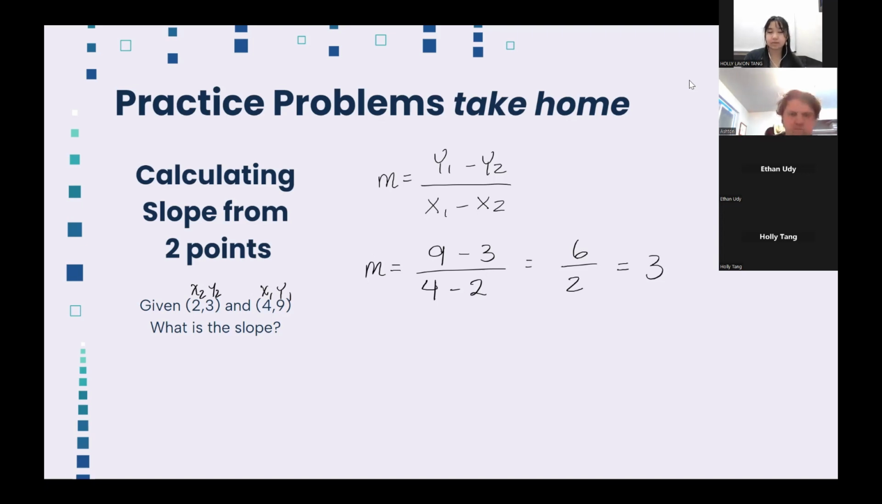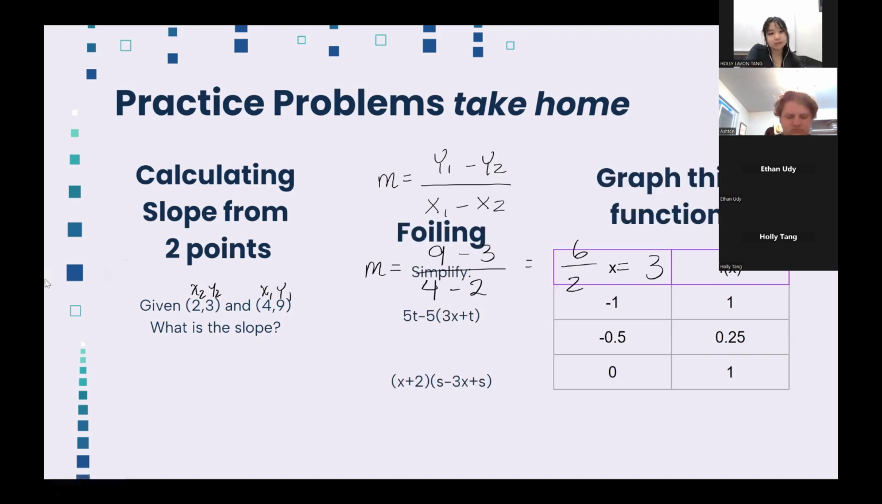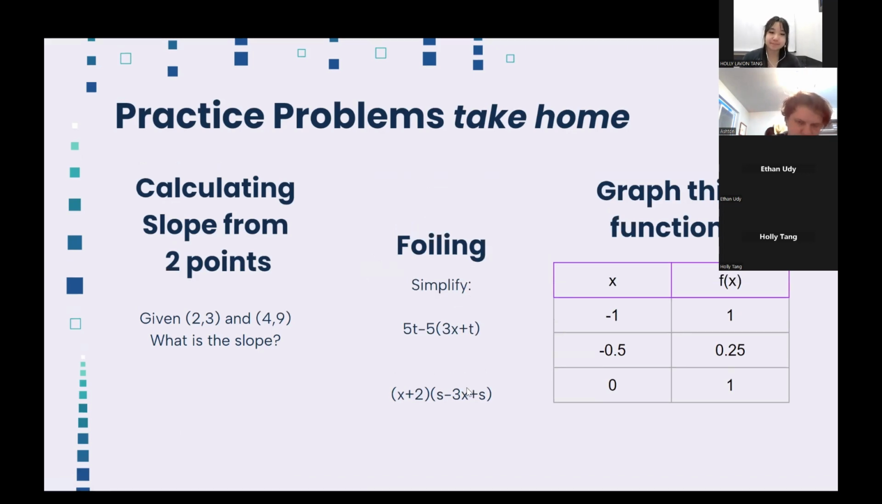Did you guys finish this problem? Yeah, I think so. Was the foiling one just simplifying? Is that all it was? Let's take a look. But did you get 3 for your slope? Oh, sorry, I wasn't doing that one. I was doing the foiling one. Oh, no worries. Cool. So look. Okay, yeah, let's just simplify.